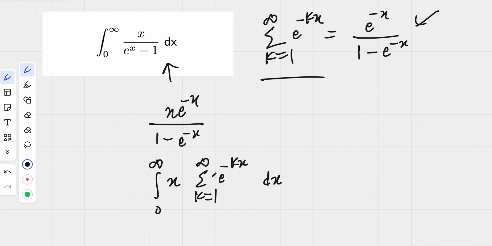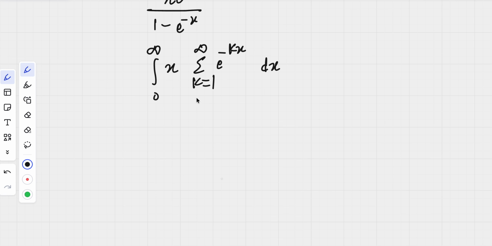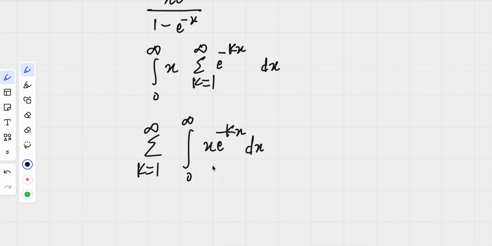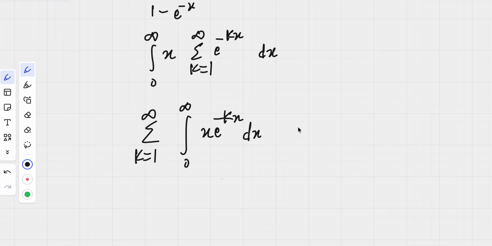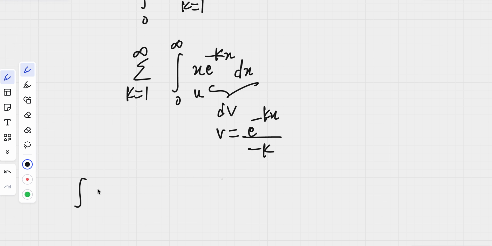Okay. Now, due to the divergence theorem, we can say that we can swap the sigma and the integral, right? Discrete versus continuous summation. So we'll write this as k from 1 to infinity and integral 0 to infinity and then x e^(-kx) dx, right? And now this you can solve using by parts. So this becomes u and this part becomes dv.